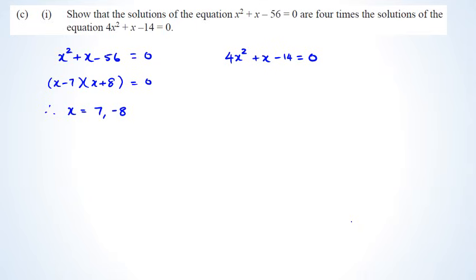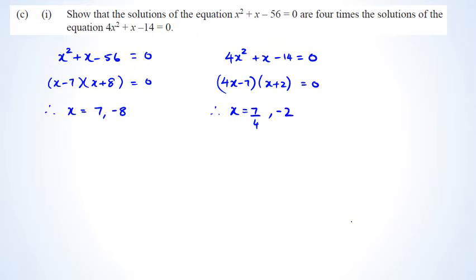Factorizing it, I'm going to do it real quickly here, guys. The two brackets are going to be (4x minus 7) multiplied by (x plus 2) equals 0. Which means my two solutions are, the first one is going to be 7 over 4, and my second solution is going to be negative 2.